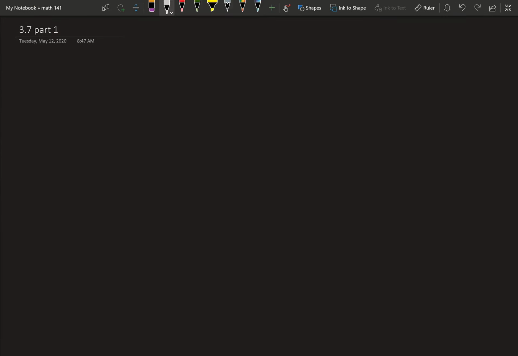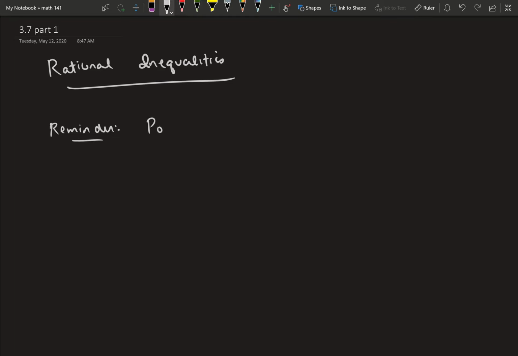Okay, we're going to start 3.7, which is all about rational inequalities. And before we jump into the rational ones, let's just do one problem which can remind us how to do the polynomial inequalities. So just a reminder, because the method of doing rational inequalities versus polynomial inequalities is very, very similar.